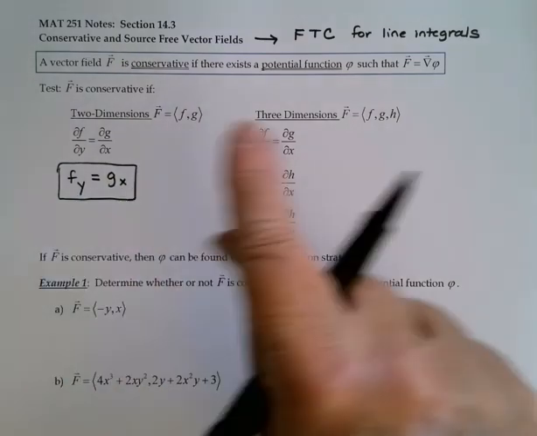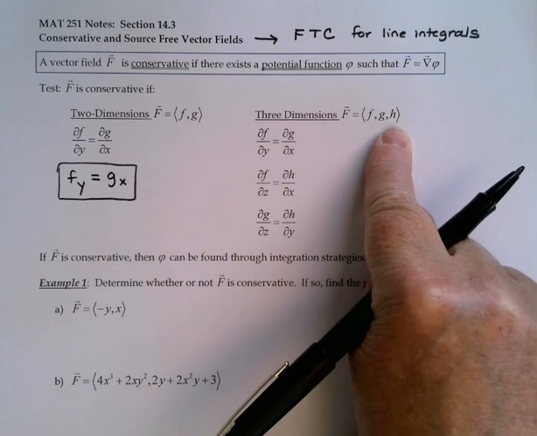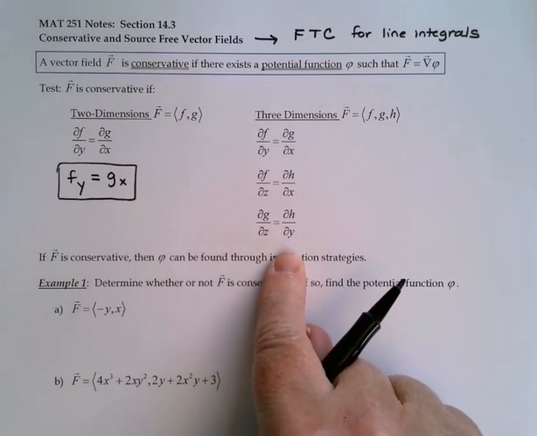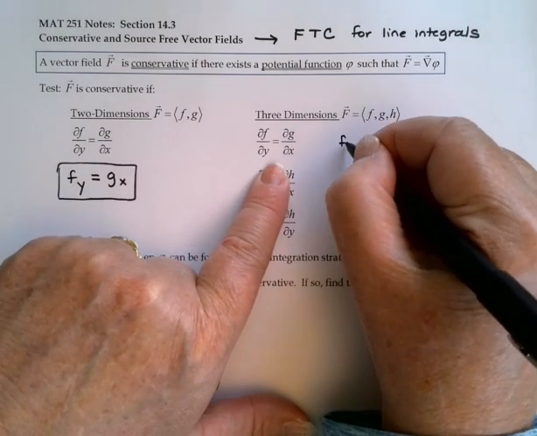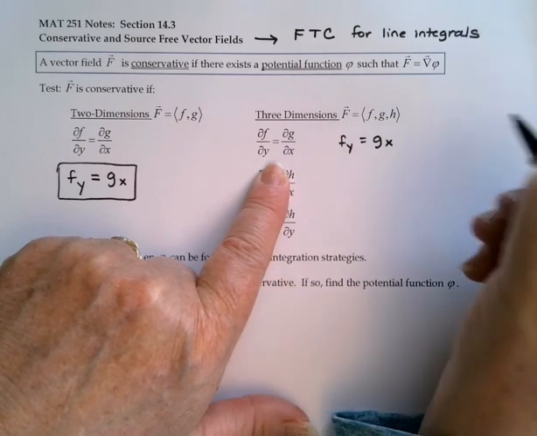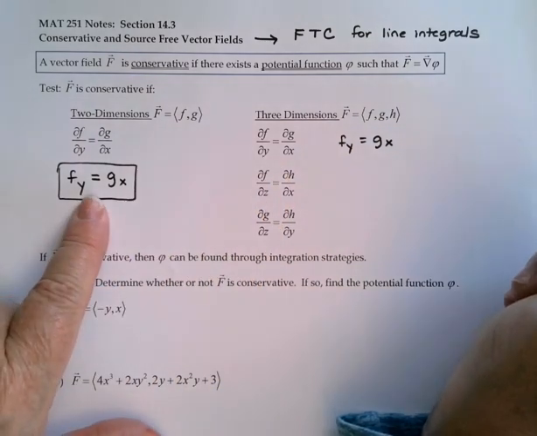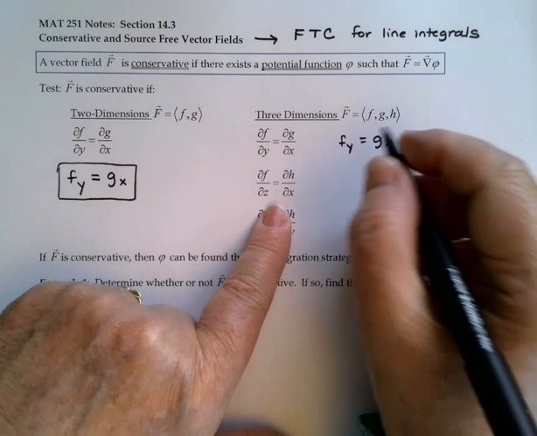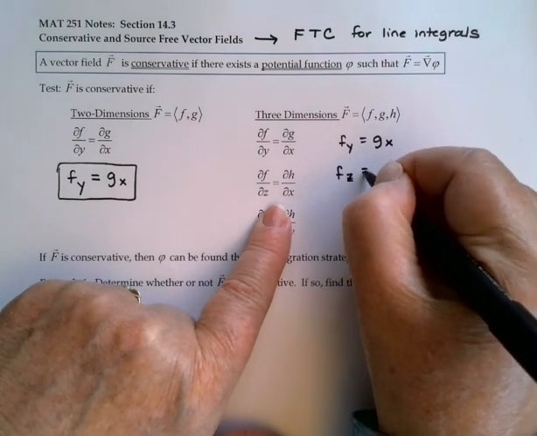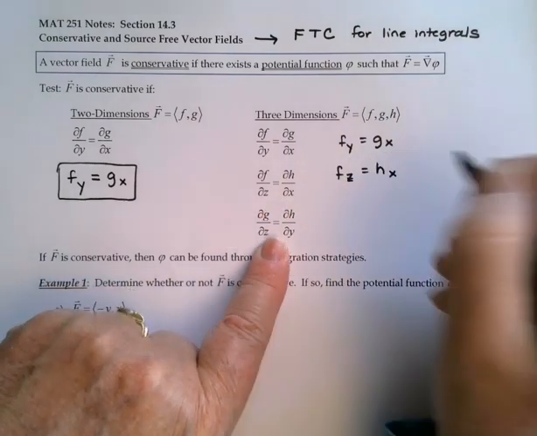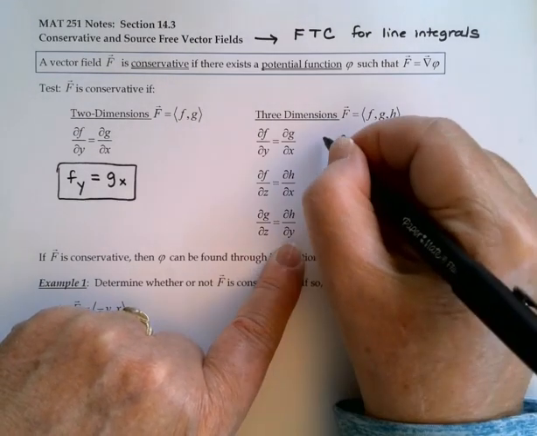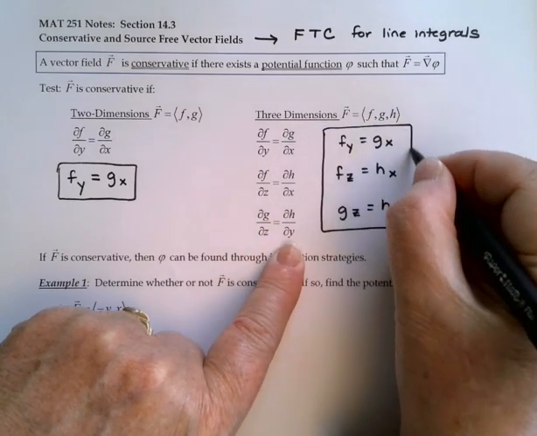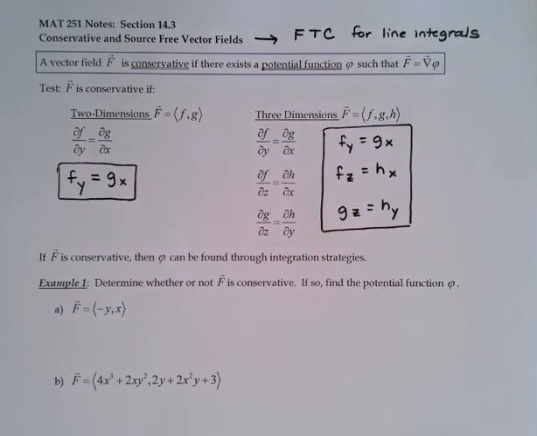The test for a 3-dimensional vector field is a little bit more involved. You actually have to check that all 3 of these conditions hold true. Again, I'm just going to write them out in their shorthand form. f sub y must equal g sub x. Notice that's the same test as you had over here in the 2-dimensional case. But also, f sub z has to equal h sub x. And g sub z has to equal h sub y. So all 3 conditions must hold true in order for a 3-dimensional vector field to be conservative.